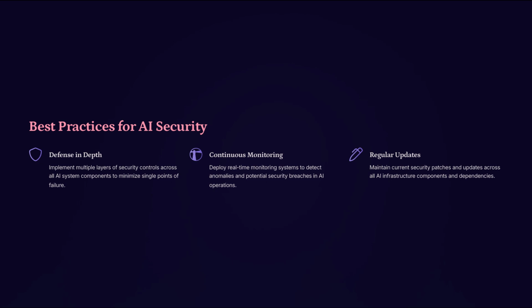As we transition from our previous discussion on the key components of supply chain security, let's explore best practices for safeguarding our AI systems. Implementing a defense-in-depth strategy is essential. This means establishing multiple layers of security controls across all components of your AI systems. By doing so, we can significantly reduce the risk of any single point of failure. Continuous monitoring is another crucial element. Real-time systems can swiftly detect anomalies and potential security breaches, allowing for prompt responses to any issues that arise.